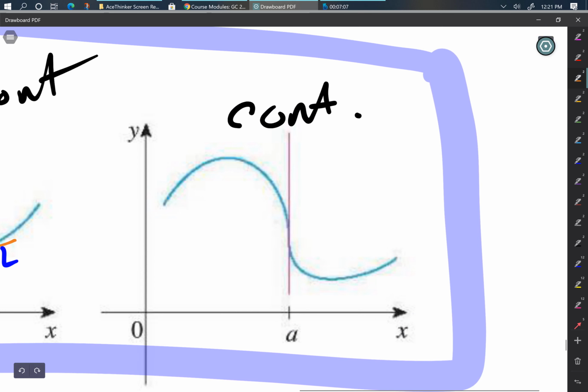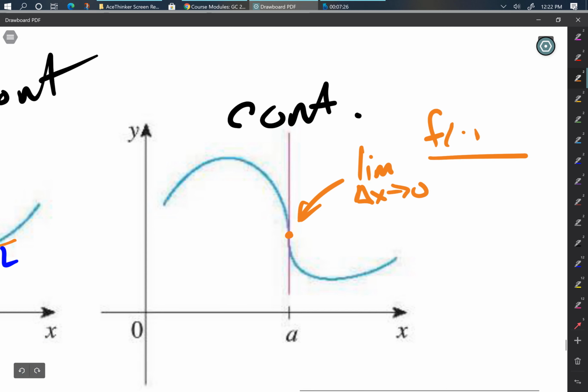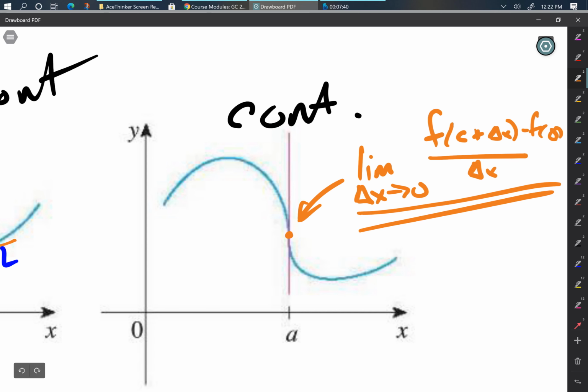What's the issue here? Why does this one fail to be differentiable? Well, it's not differentiable there at a because the limit as delta x approaches 0 of f of c plus delta x minus f of c divided by delta x. Right there at that point, that tangent line goes vertical. And if that tangent line goes vertical, what's the value of the limit?